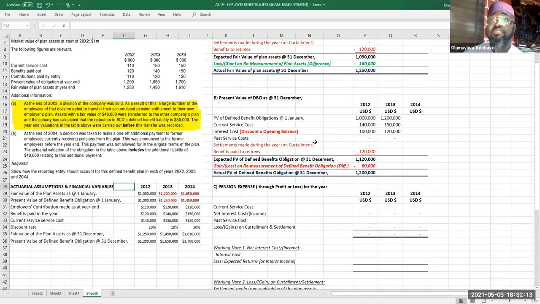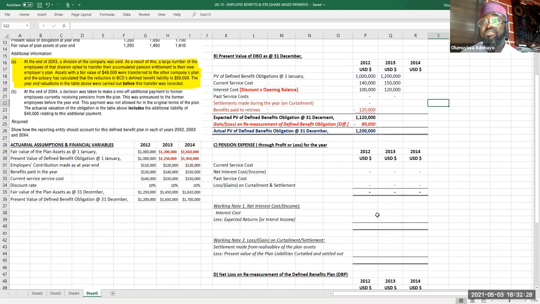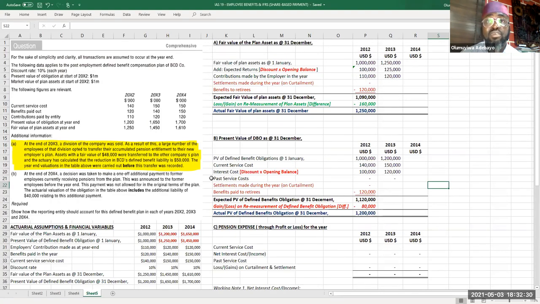Now, what does that signify? What it signifies is very straightforward: there was a curtailment, and the value of the liability when it was curtailed was 50,000. Okay, 50,000 was the value of the liability, but that liability was settled with assets of 48,000. The question is, have you made a gain or loss on this curtailment?